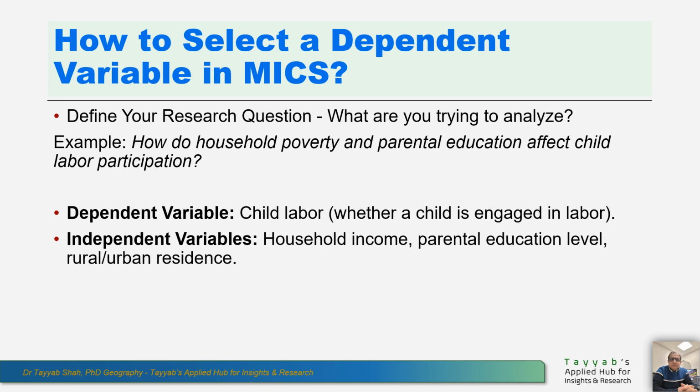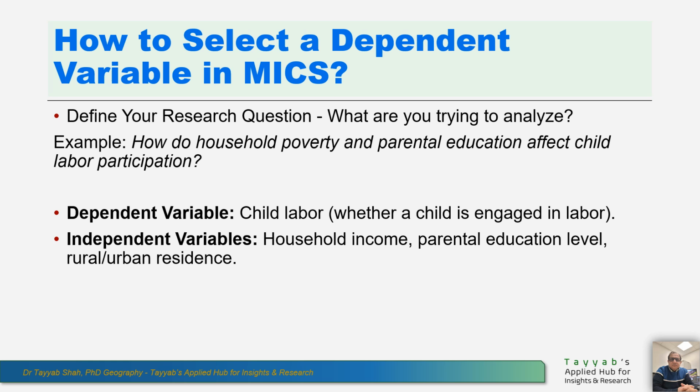Say you're dealing with variables, which we normally divide into two major categories, which are dependent variable and independent variable. So your research question is basically, normally what you're going to analyze is moving around your dependent variable. For example, on this slide, you can see how do household poverty and parental education affect child labor participation. So child labor is your main focus, and the household poverty and the parental education, in this case, are the independent variables. That's the combination we normally use.